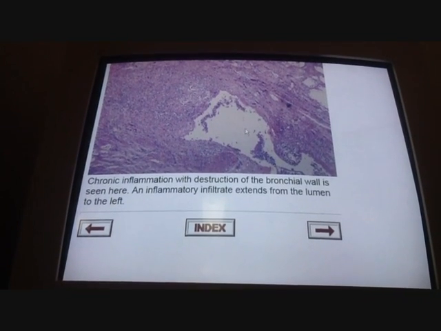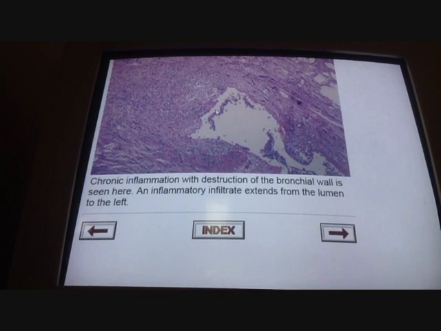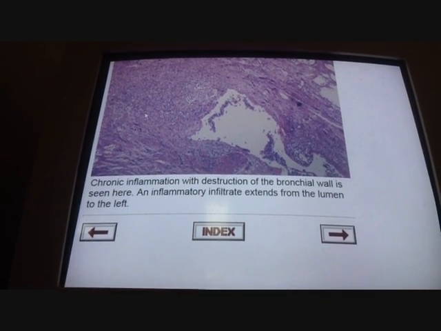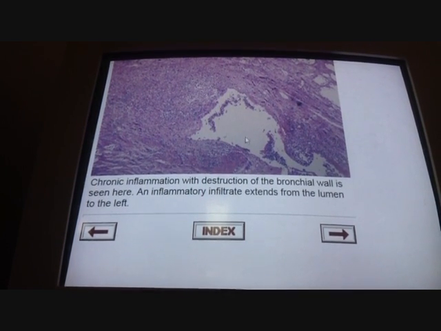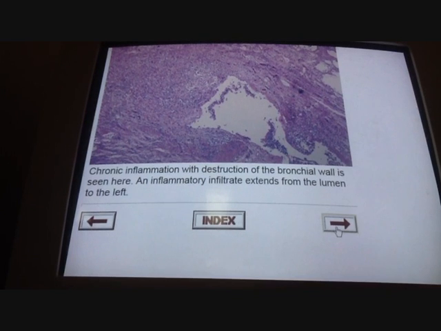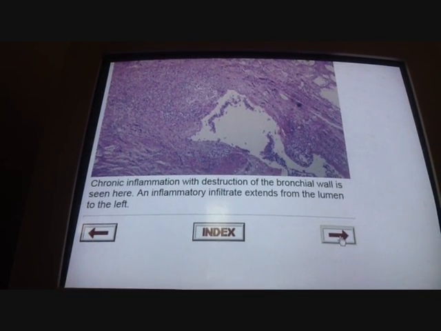So this is a microscopic section. This is the bronchial space, and the bronchial lining is destructed at this end, at the left of the image, destructed by this inflammatory infiltrate, which extends into the lumen. So this is an example of destruction caused by chronic inflammation.